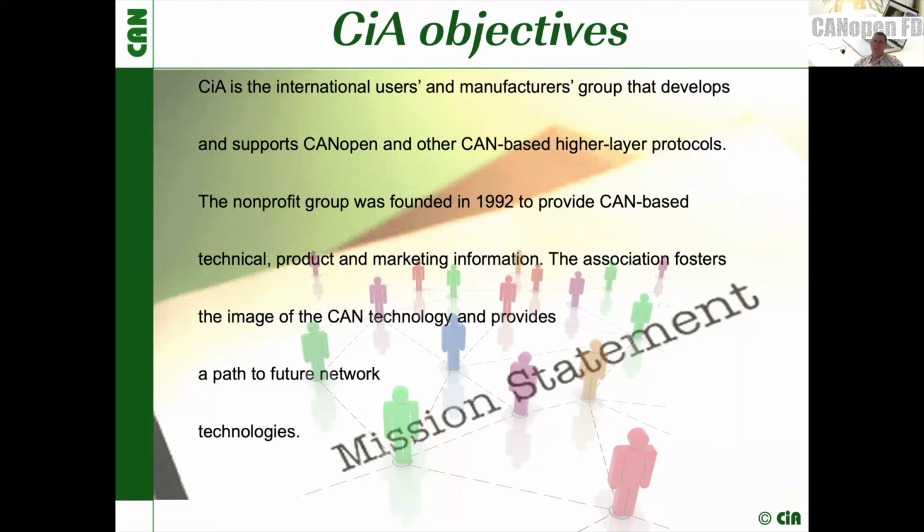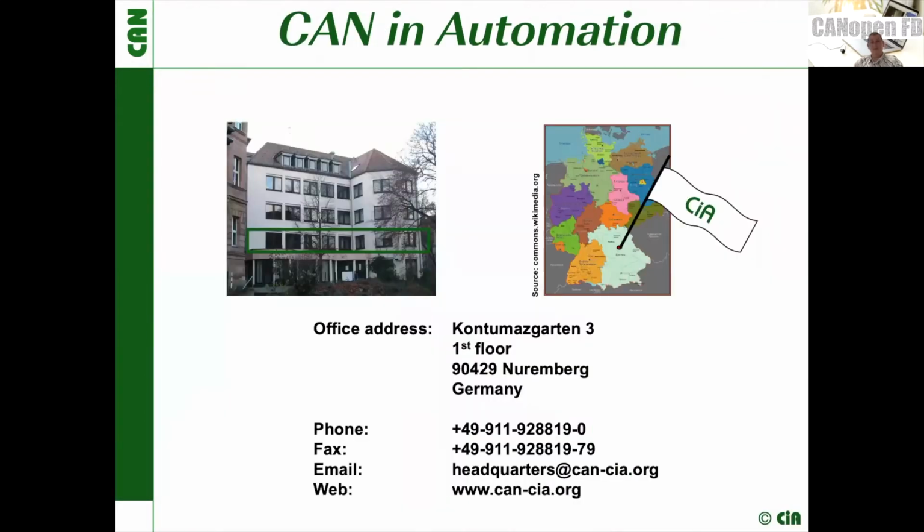One solution could be that you contact the CAN in Automation office. You find our contact data here. We are located in Nuremberg, in Germany. Give us a phone call, write us an email, use our social media channels, contact us, leave your questions, and within 24 hours at least, we try to assist you.